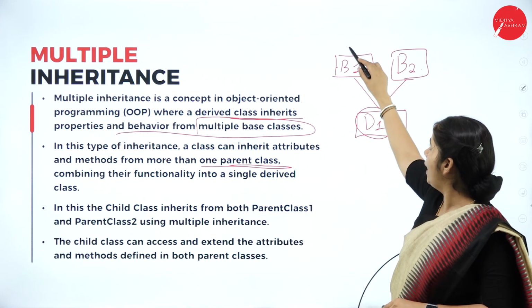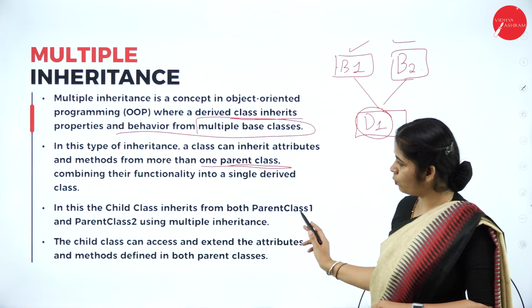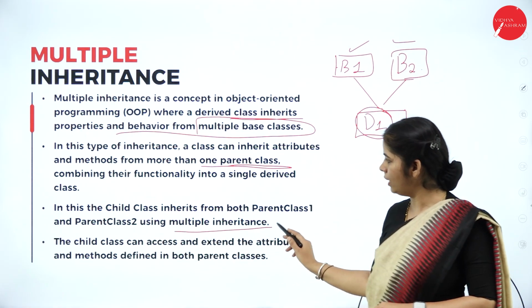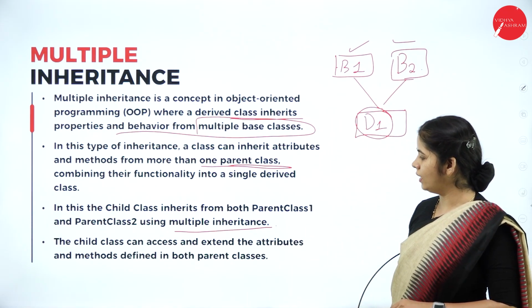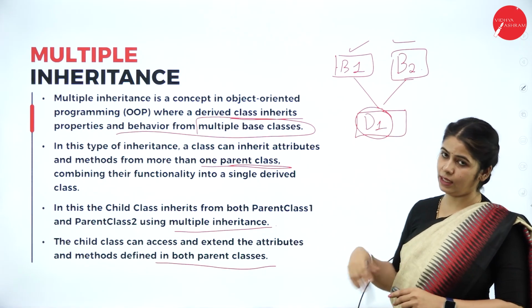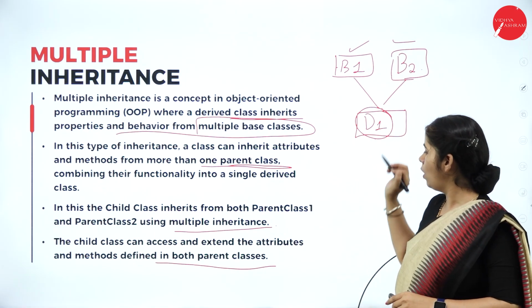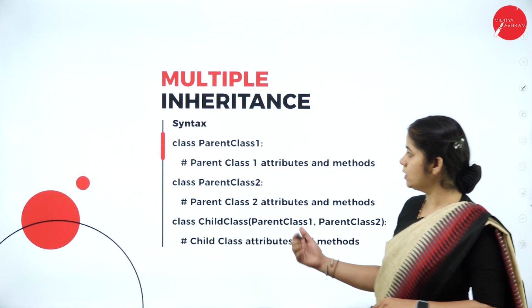More than one parent class. In this, the child class inherits both parent class 1 and parent class 2 using multiple inheritance. The class can access and extend the attributes and methods defined by both parent classes. It can access and extend the methods to its own. So, the syntax of multiple inheritance, what do we have?